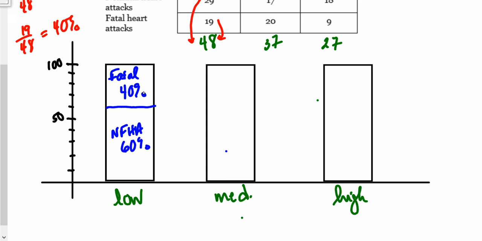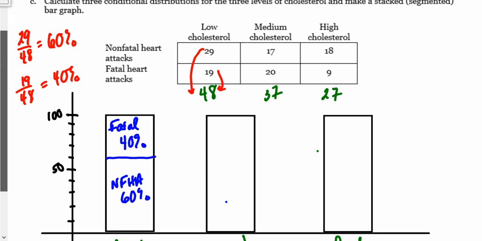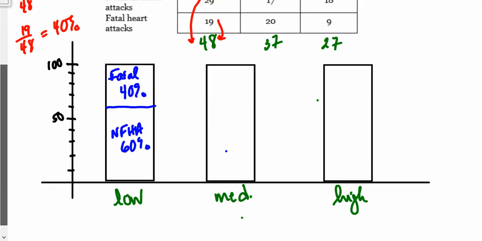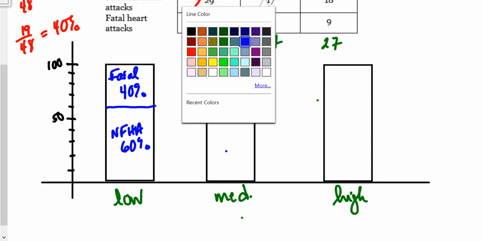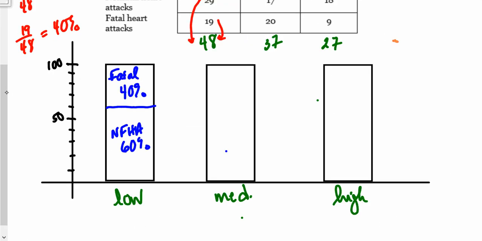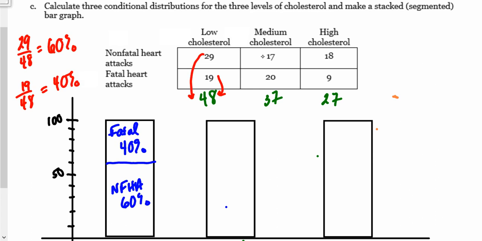Okay, so 40% of people who had low cholesterol passed away from their heart attack. 60% of people who had low cholesterol survived their heart attack. We'll do the same kind of computation up here. Okay, so now let's take a look at the medium cholesterol people. So I need to do 17 out of 37 and 20 out of 37. And find those percentages.